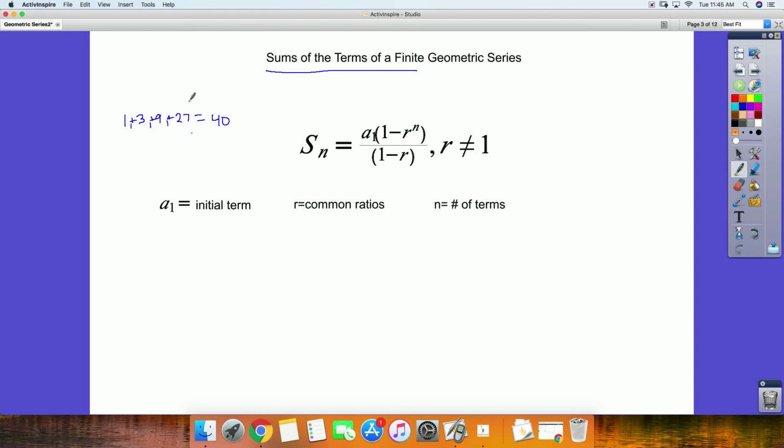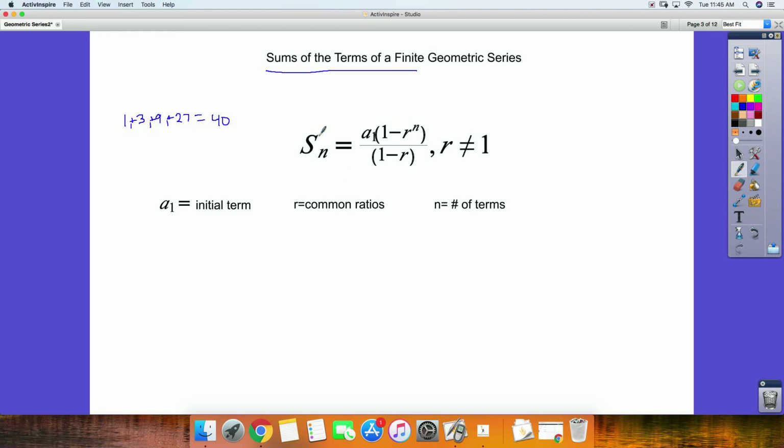Now, if we have a short series like this, it's easy to just add them together. The problem occurs when we have a much longer one. Let's say we had 6, 7, 8, even 100 numbers long. We wouldn't want to have to find the pattern and list them all out. That's where this formula comes in.